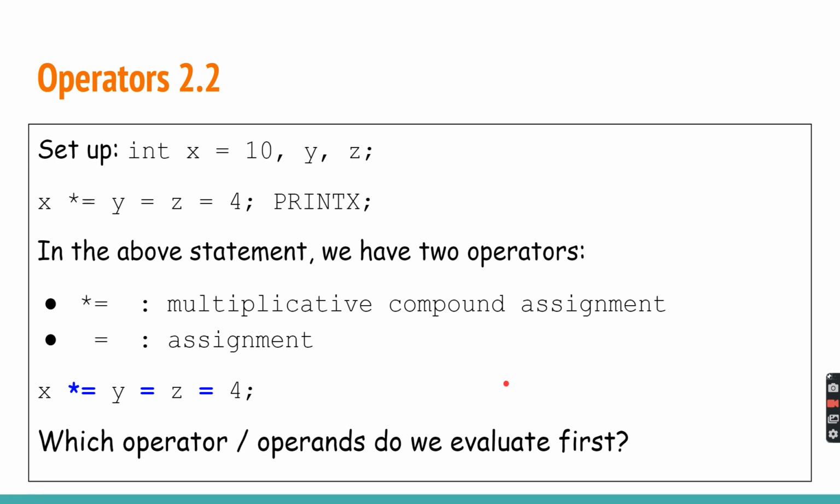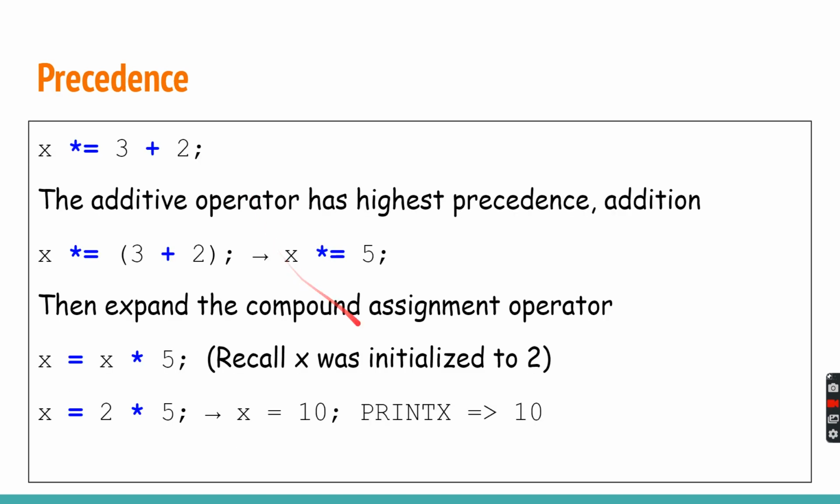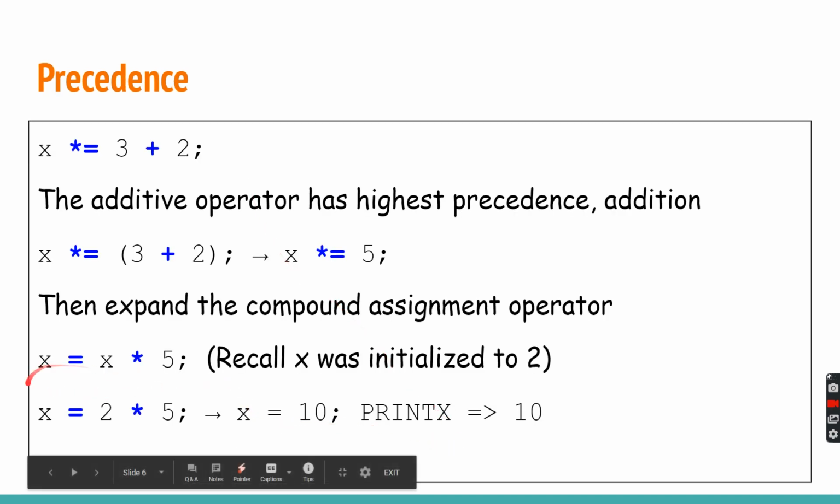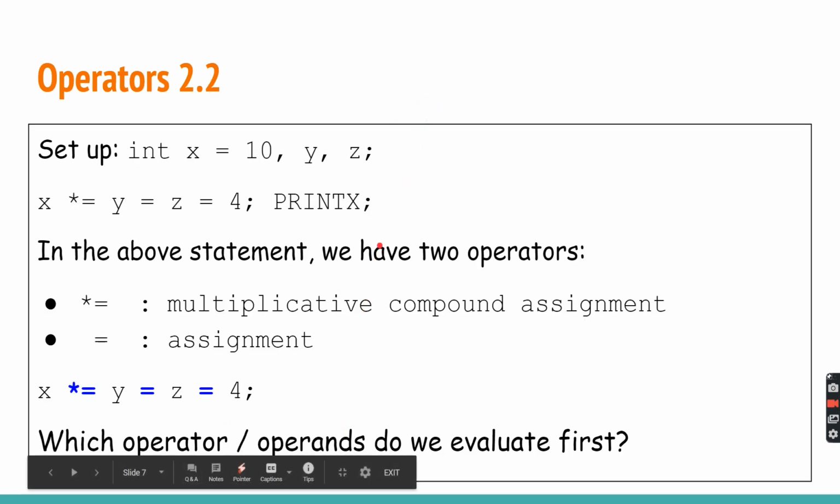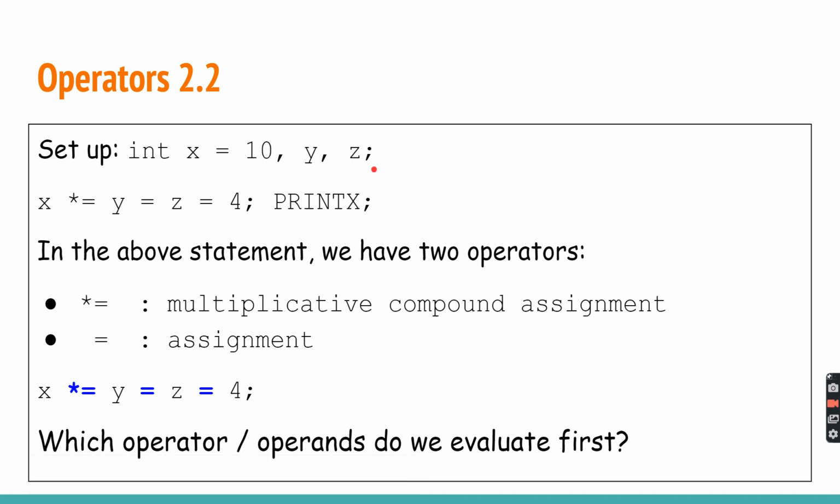Operators 2.2. So here our setup is that we have x to be 10 and we have y and z, but note we don't actually initialize x to be 10. We're just saying that from our previous statement, after we evaluate this expression, the resulting value of x was 10. So therefore, jumping into this next expression, x starts out to be 10 and y and z are still uninitialized because we haven't actually assigned them any value. We have x is equal to the compound operator assignment, y equals z equals 4, and once again a call to the print x macro.